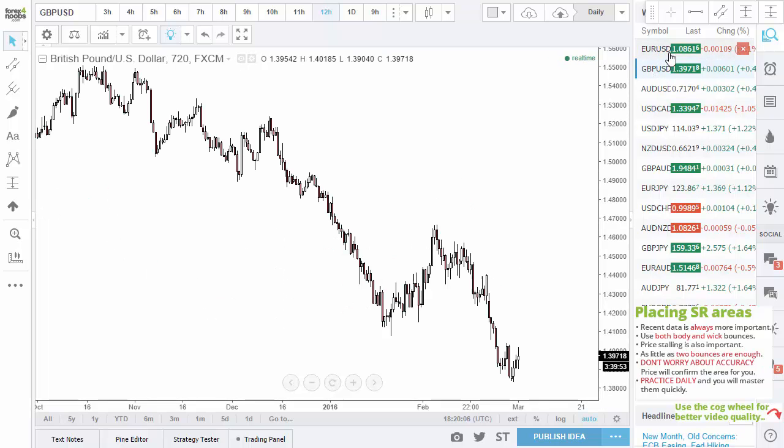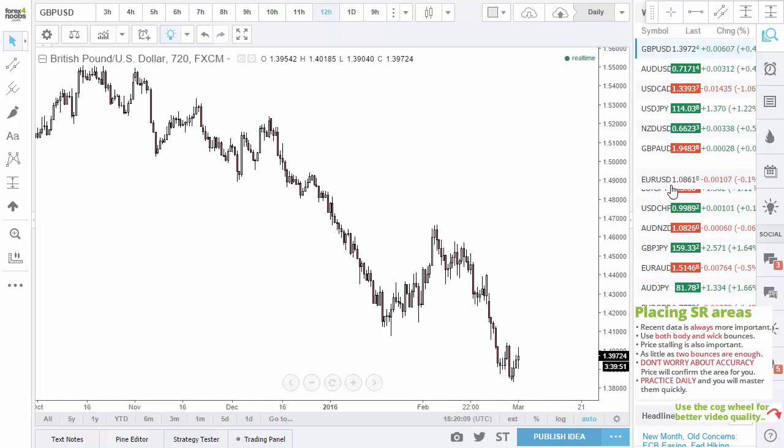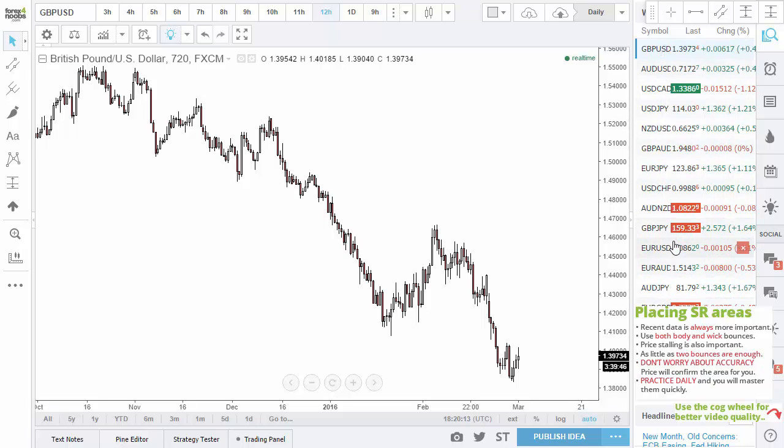I'm going to start with GBP/USD because EUR/USD, I still remember the support resistance areas. We might just not do EUR/USD because, when I do one of these webinars, I clear the support resistance areas and place them from scratch.